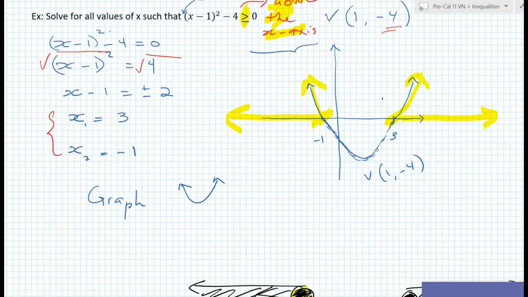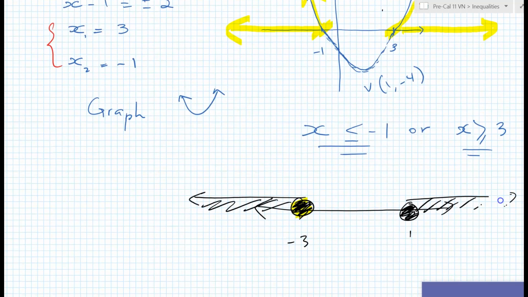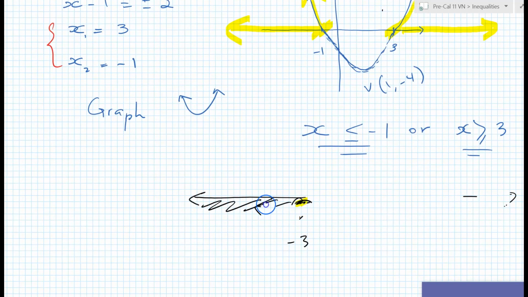So let's write up the interval. The first one is all the values of x that are less than or equal to negative 1, and it is less than or equal, which means negative 1 is part of the solution, or x has to be greater than or equal to 3. Excellent. So these two are part of the solution. And let me redo this because that was from another question.